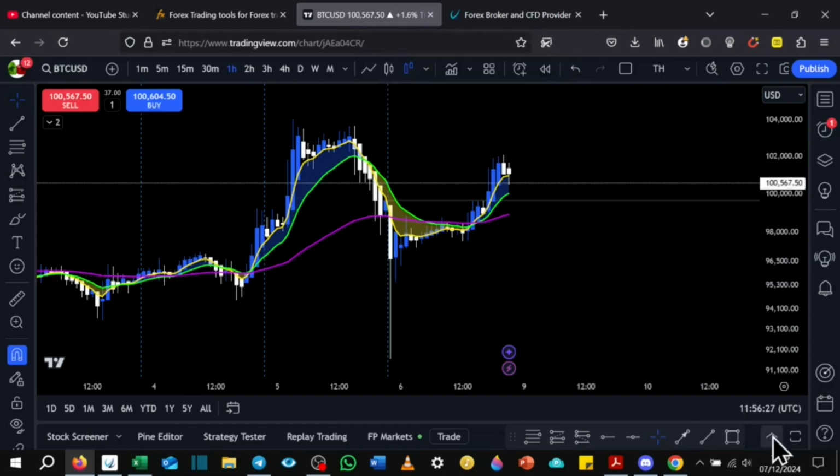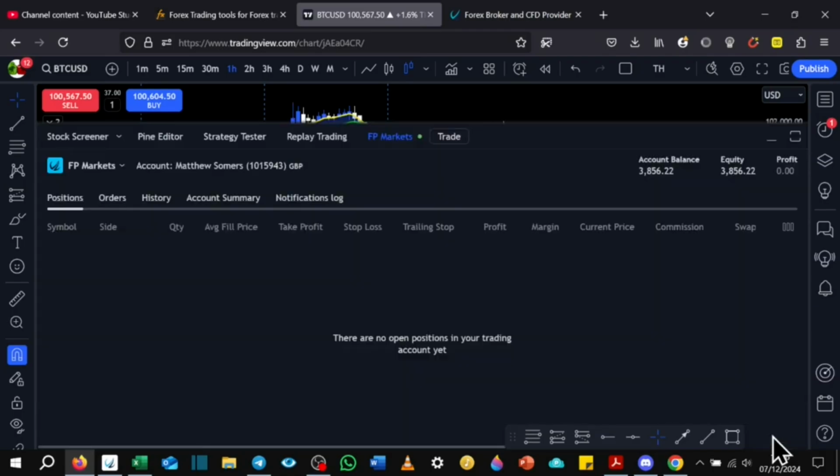Once I'm logged in, you can see this button down here. It says open panel. You should see FP Markets, right? And then you've got your positions, orders, history, account summary, notifications log. There's a green little icon there to show that it's connected. And obviously you've got the broker here showing that it's all good, we're connected.